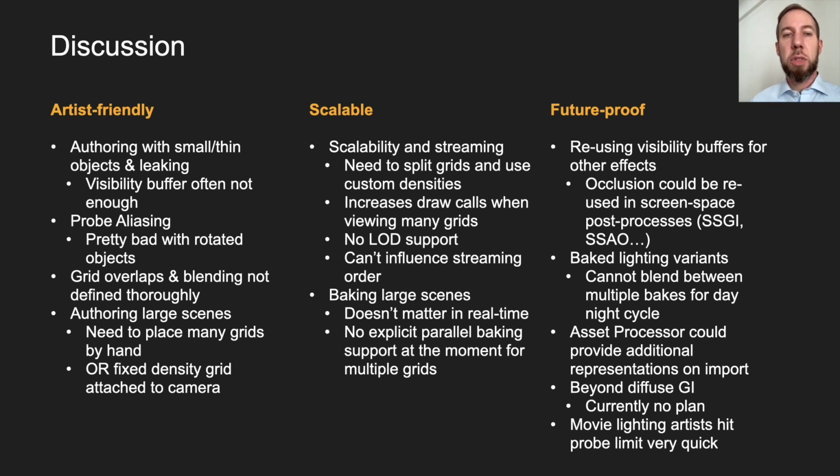So that would be those that cover large areas or those that are close to the player. Baking large scenes doesn't matter in real-time mode, but for bake probes there's no explicit parallel baking support when using multiple grids. Ideally, those would bake in a progressive manner, starting with the grids in the editor view first and then expanding around the camera. Also, bakes cannot be distributed to other machines in a network right now.